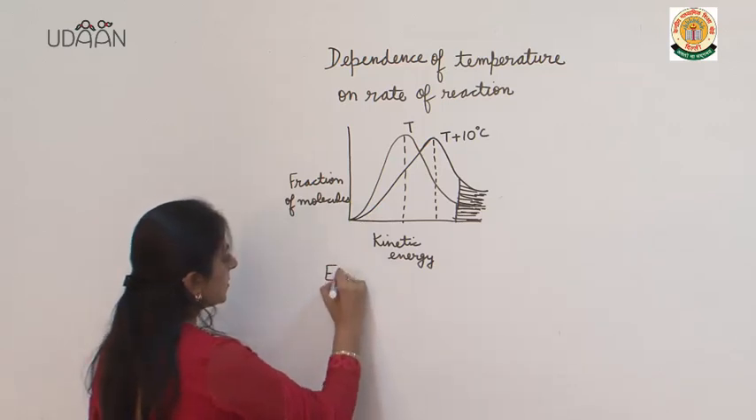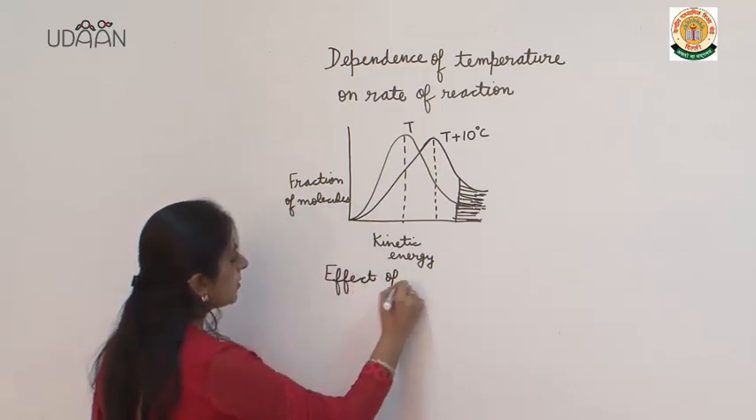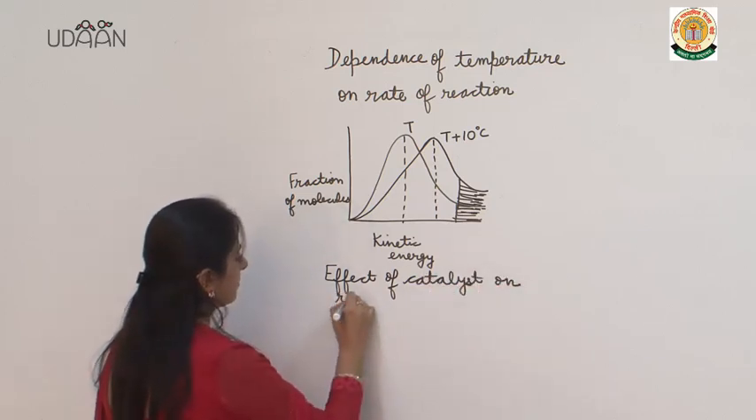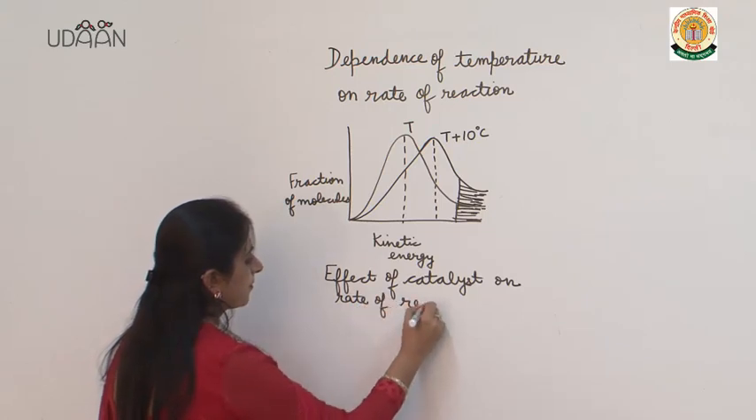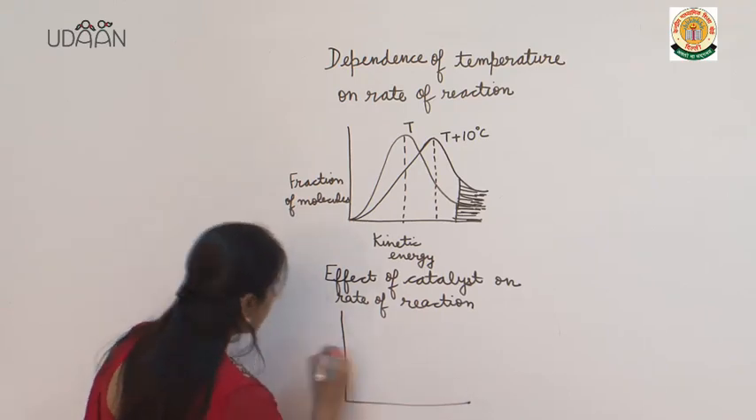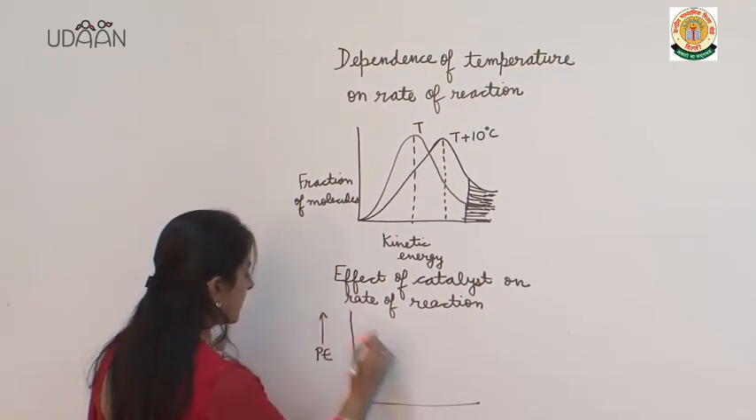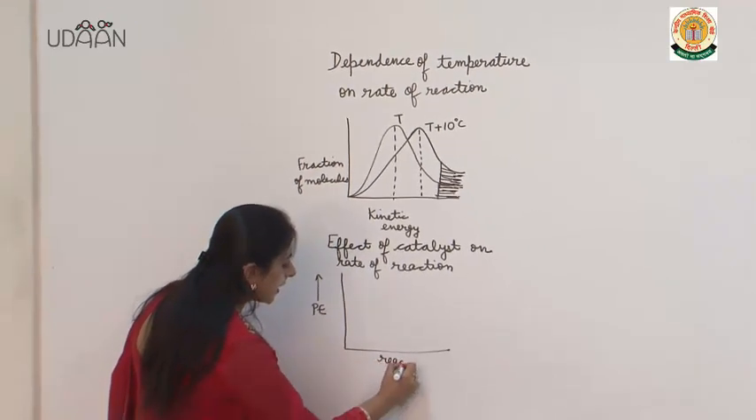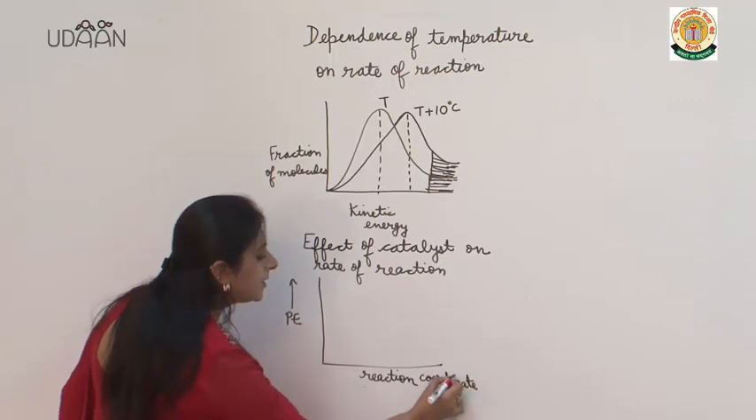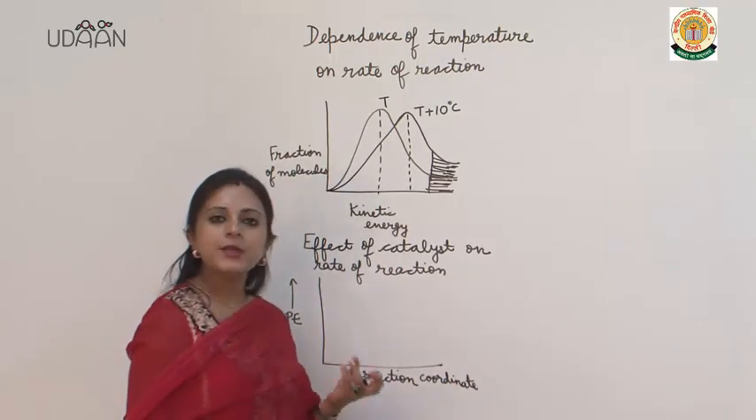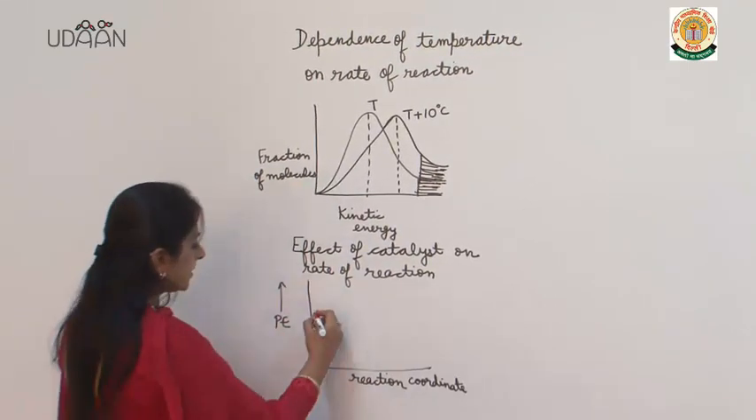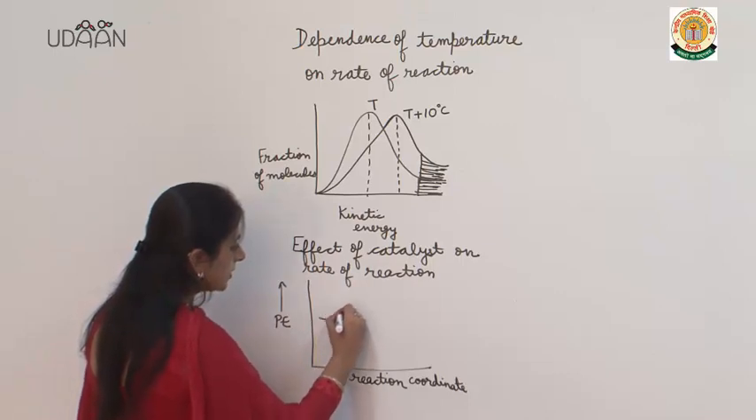Now let us understand the effect of catalyst on rate of reaction. Now what does catalyst do? Catalyst increases the rate of reaction. Now how does catalyst increase the rate of reaction? By lowering the activation energy. That means after adding catalyst, the reaction follows a different path. That is, now it requires low activation energy.